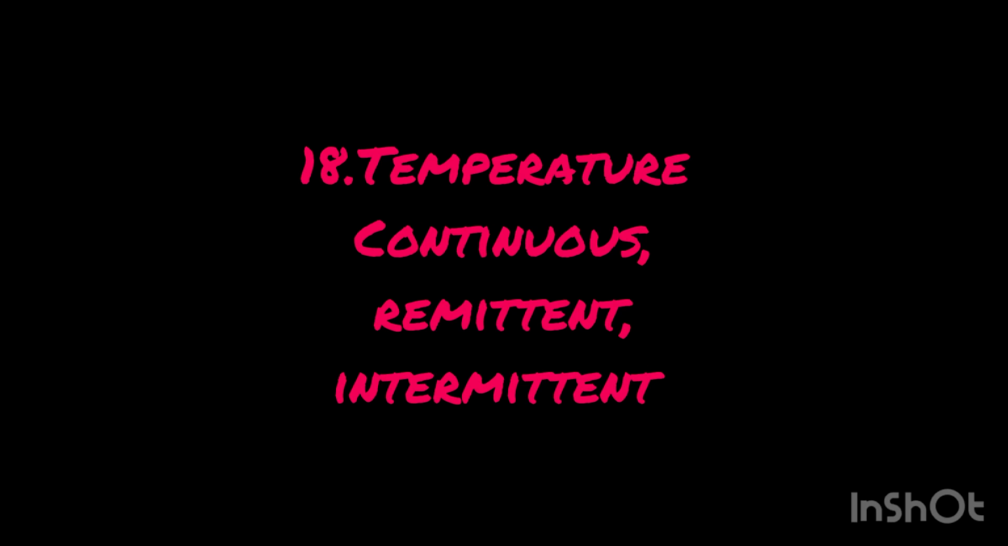If the patient is febrile, if it is continuous type, then fluctuation will be less than 1.5 Fahrenheit. In remittent fever, the fluctuation will be more than 2.5 Fahrenheit, but it doesn't touch the baseline. In intermittent, temperature comes to normal.